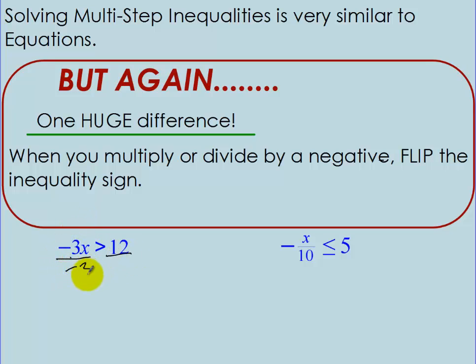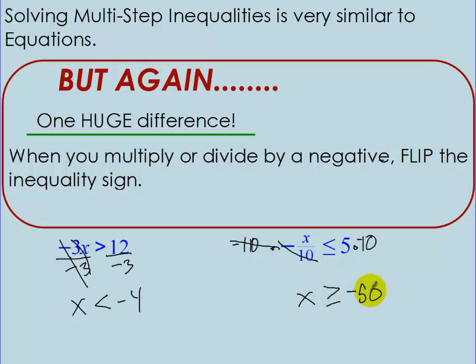So if I'm dividing by -3 on both sides to isolate the x, I must flip the sign, and 12 divided by -3 is -4. Same thing over here. I multiply by -10 on both sides. Multiplying by -10, what happens is the -10s and negatives cancel. You get x is greater than or equal to 5 times -10, which is -50.